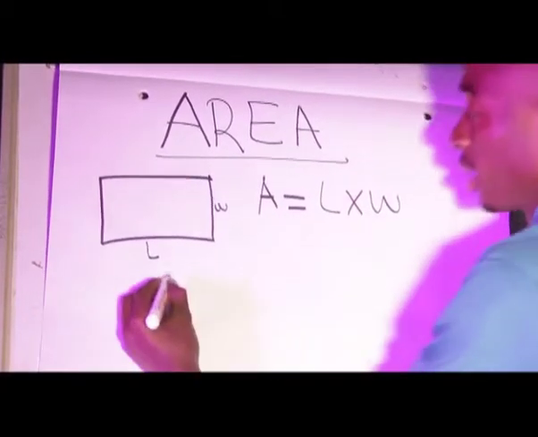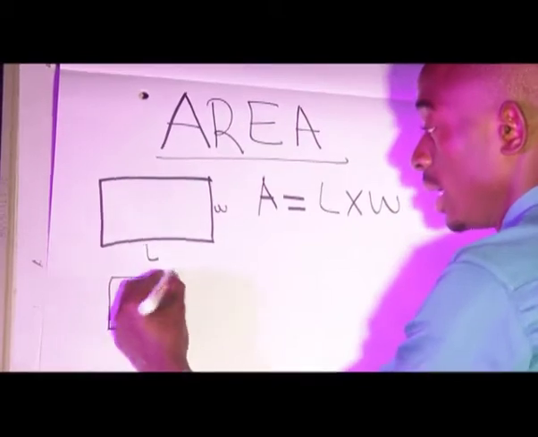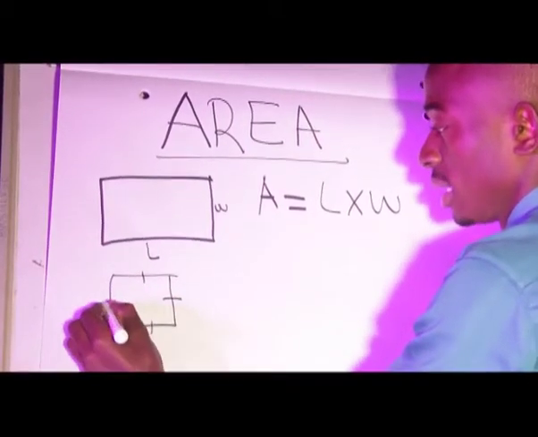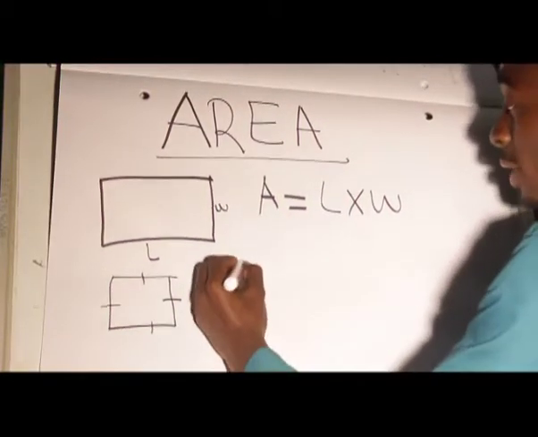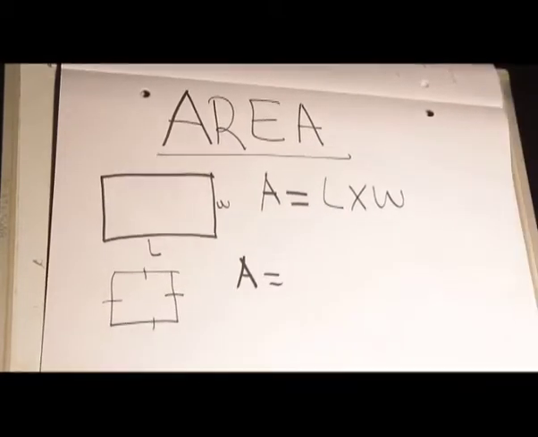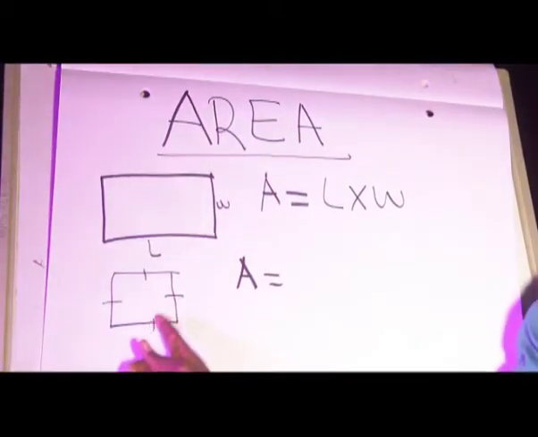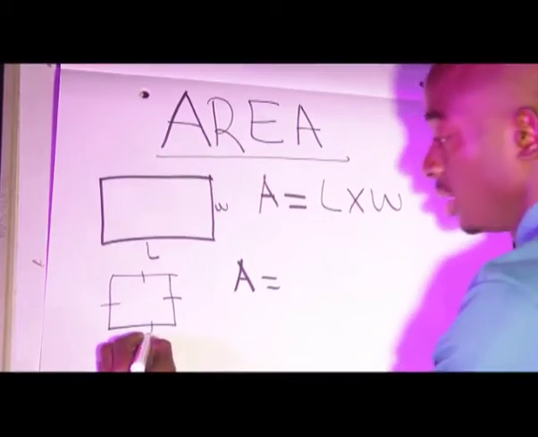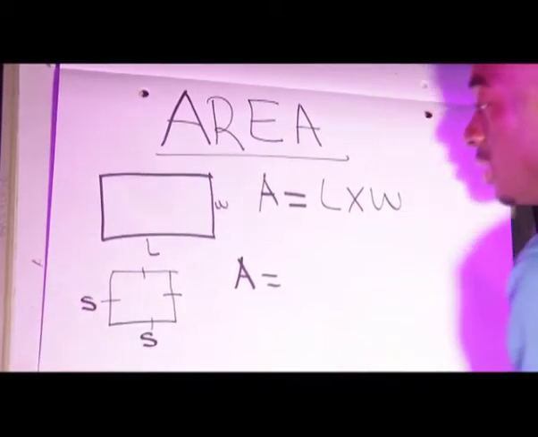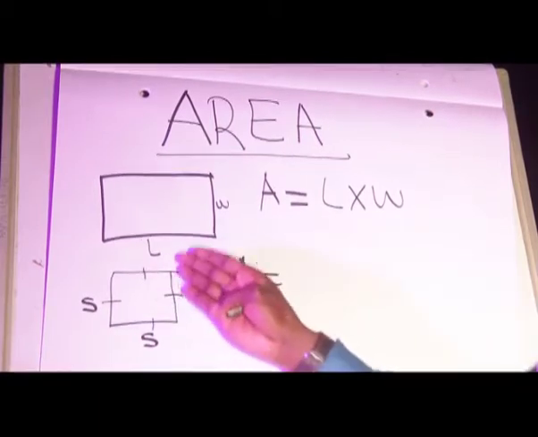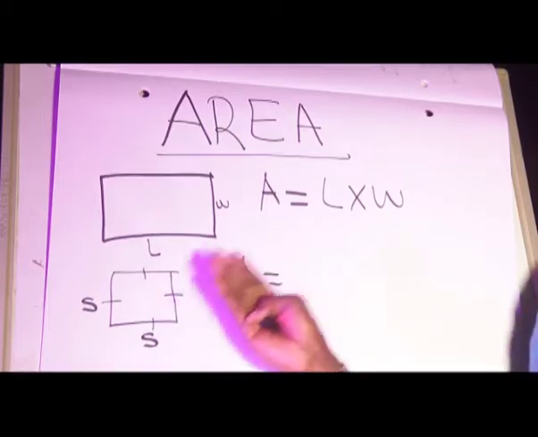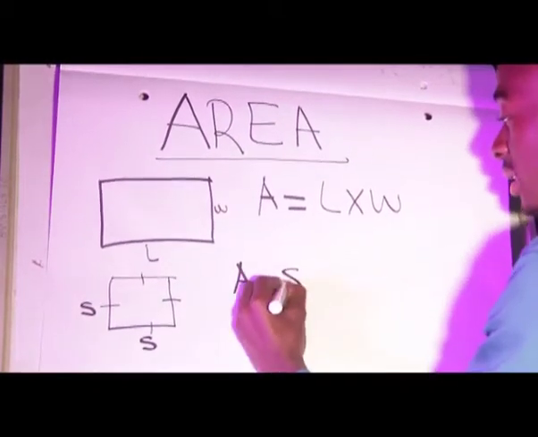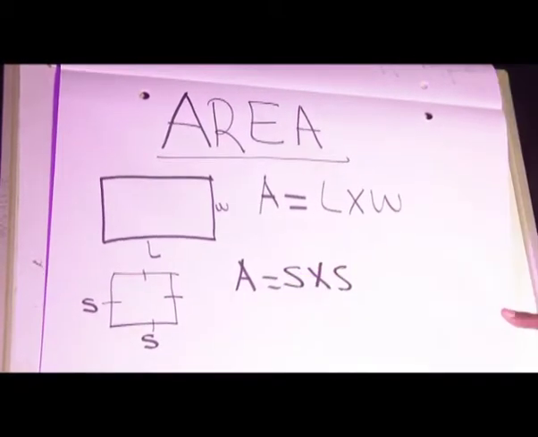When we come to a square, now remember that in a square all the four sides are equal. So the area of a square is got by getting the value of one side and multiplying it by the value of another side. This is one side, this is another side. Remember, in a square we don't have length and width, reason being, all the sides are equal. So we call them sides. So the area of a square is side times side.